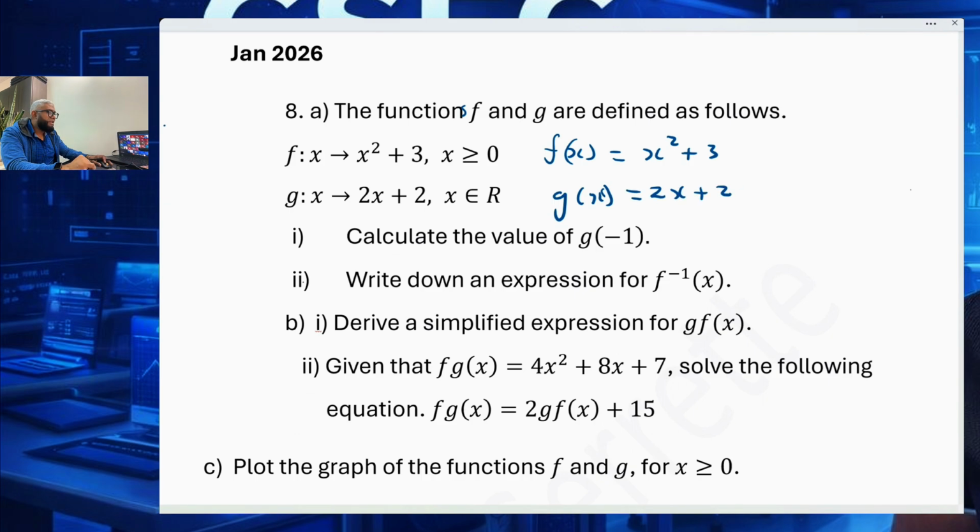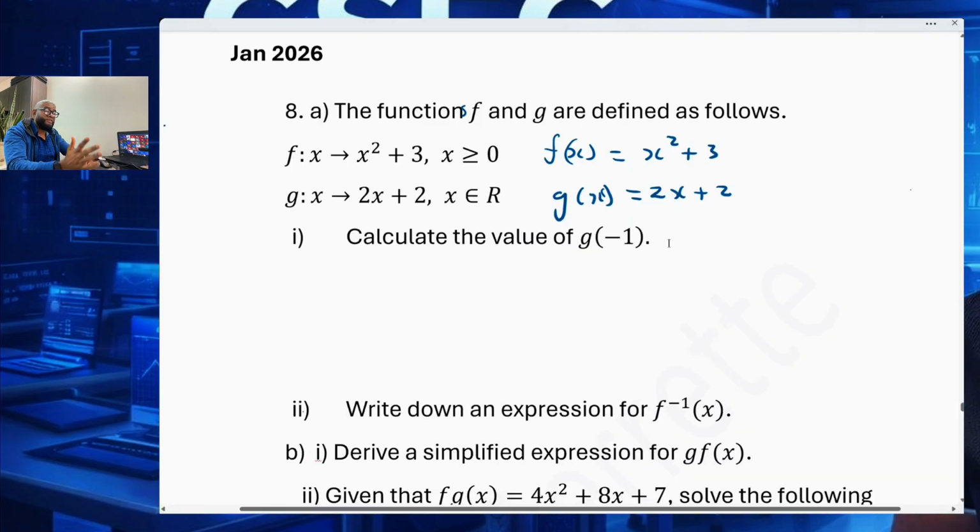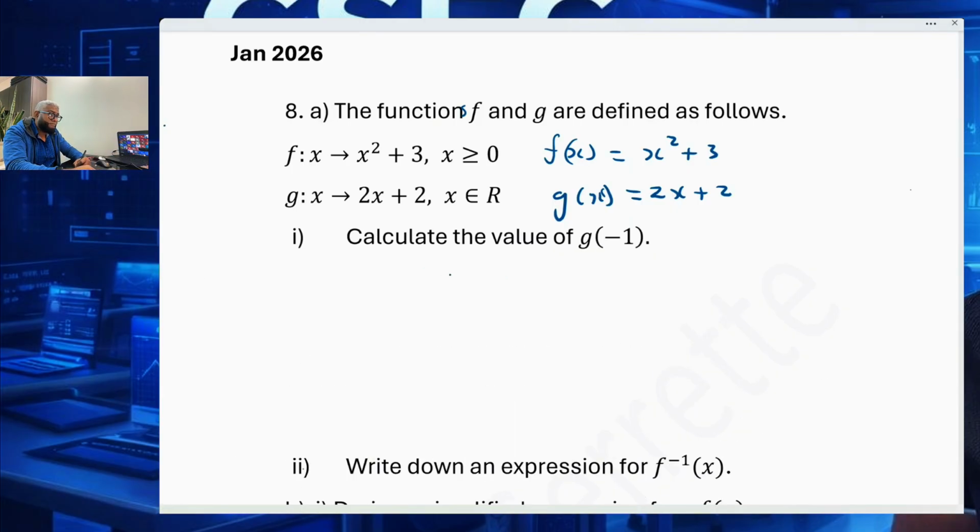Now, calculate the value of g of negative 1. Foundation functions, this is like the first thing we do in functions. So g of negative 1 will be equal to 2 multiplied by what? Instead of x here, what do we put? 2 by negative 1 plus 2, which will give me what? 2 by negative 1 will be negative 2. Negative 2 plus 2 would be 0. Everybody good there? Soak that in. This is g of negative 1.